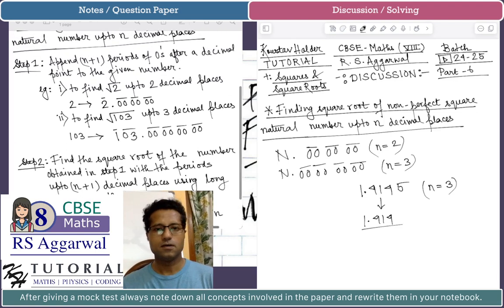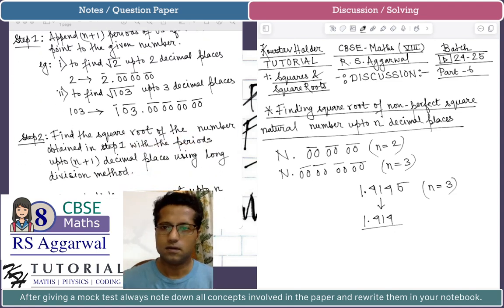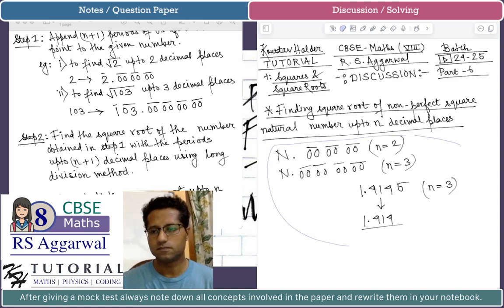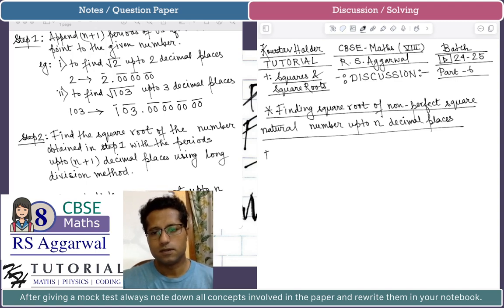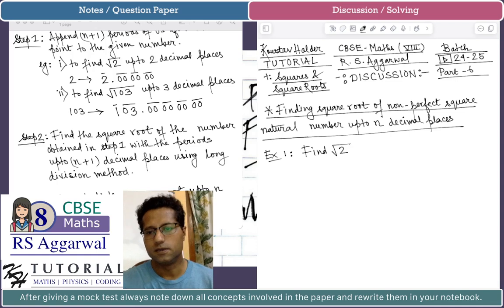There is nothing much. So let's try to find the square root of some numbers. All the given numbers will be natural numbers, but since we are appending a decimal point and periods of zeros, it will eventually become a decimal number. So let's start with example 1. Let's say we are asked to find the square root of 2 up to 3 decimal places.